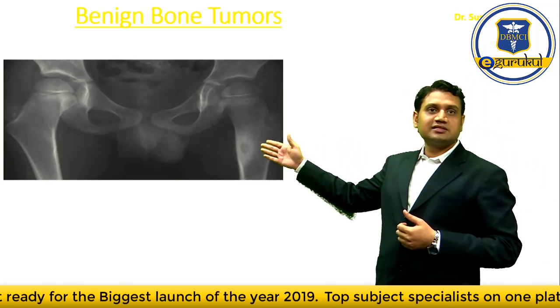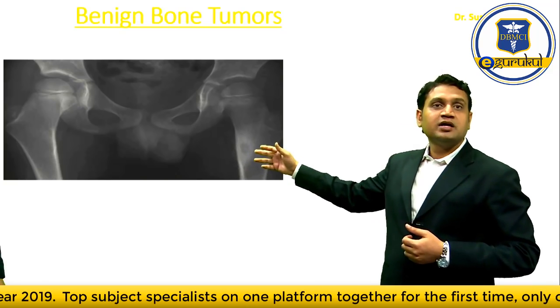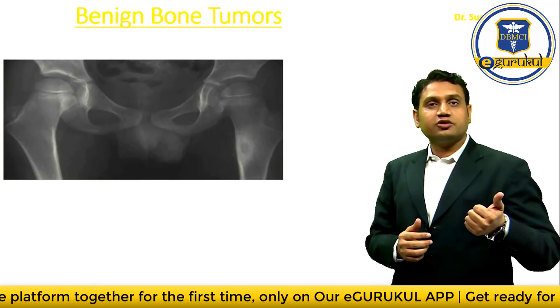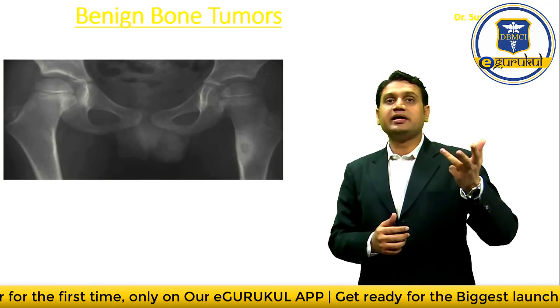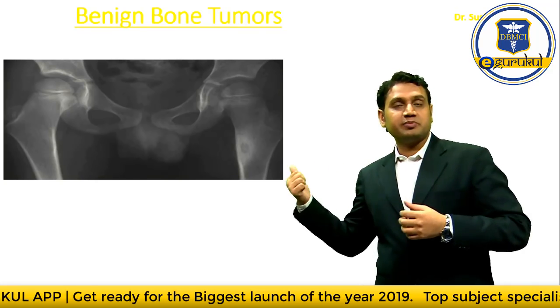You can easily see that there is a central lytic lesion, particularly this part. This lytic lesion is located in the diaphysis. The diaphyseal lesions we have discussed are four in number, right? Osteoid osteoma, fibrous dysplasia, Ewing sarcoma, and adamantinoma, four basically. So how are we going to identify whether this is benign or malignant?